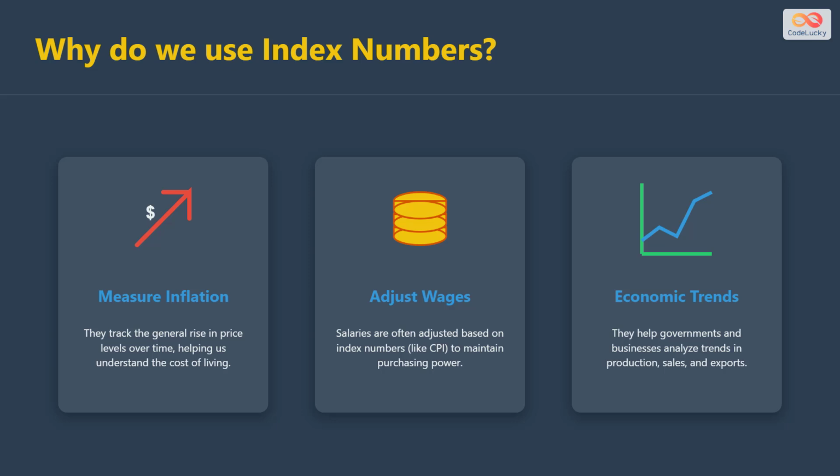Why are these numbers so important? First, they are the primary tool for measuring inflation. By tracking price levels, we understand how the purchasing power of money changes. Second, they are used to adjust wages. Many contracts link salaries to index numbers to ensure workers can afford the same goods even as prices rise. Finally, they help governments and businesses analyze economic trends, such as production output and export levels, to make informed decisions.